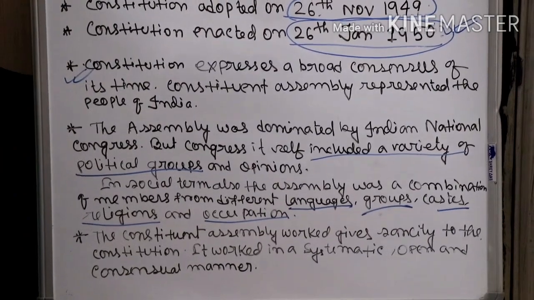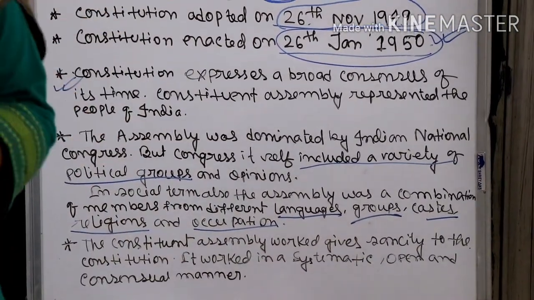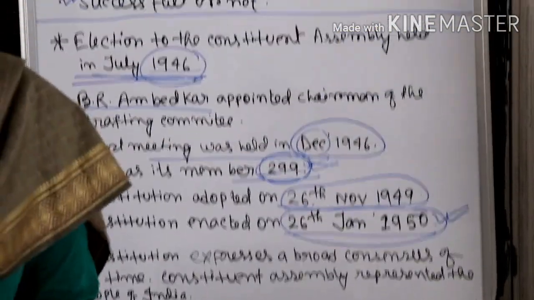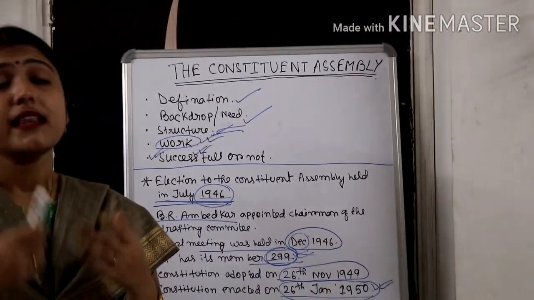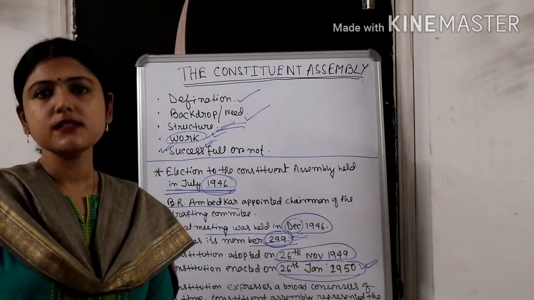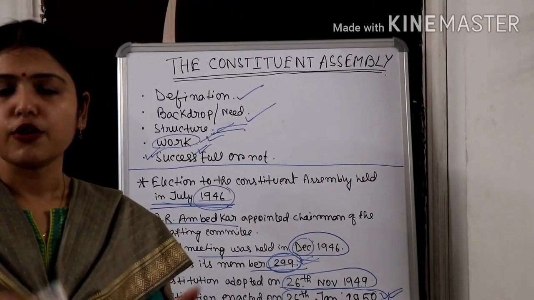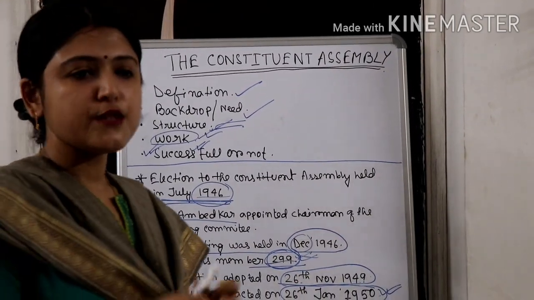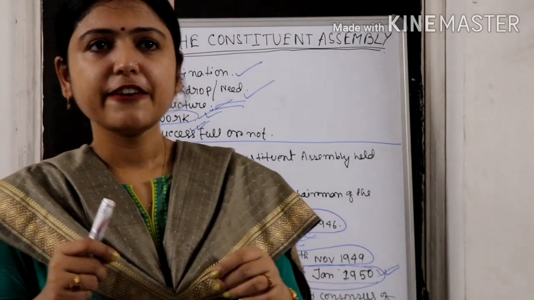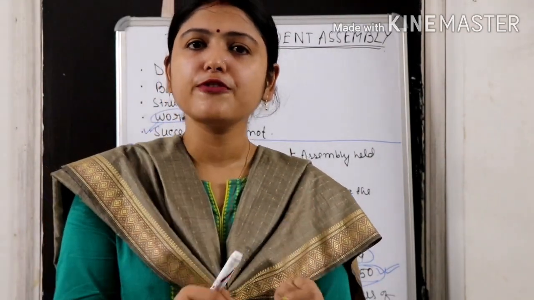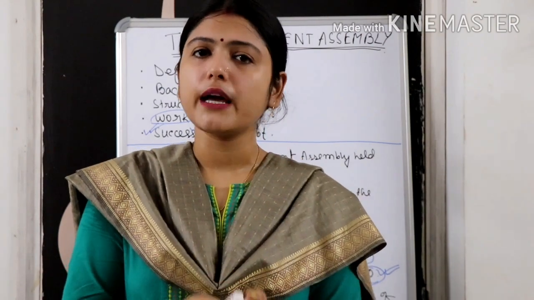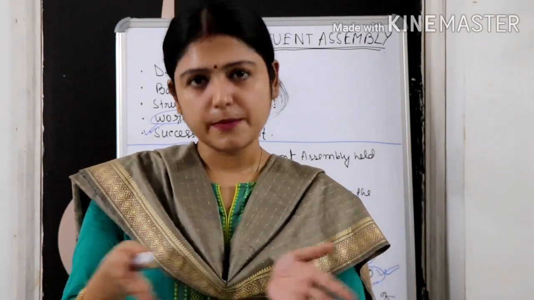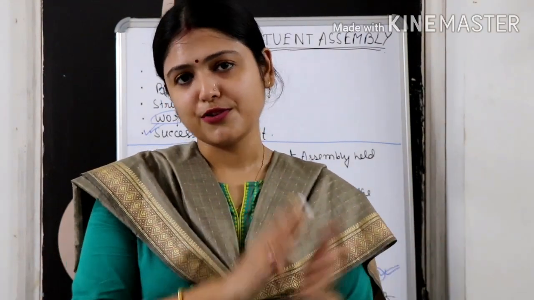And finally, it worked in a very systematic way. They gave permission that everyone should place their ideas and their views. That's why we have the world's biggest written constitution, because we had to give validity to everyone's ideas and views. That's why our constitution is a little bit bigger compared to other constitutions.